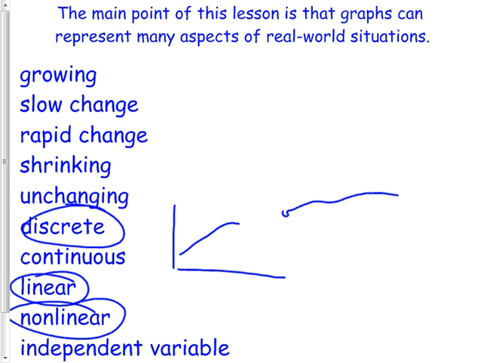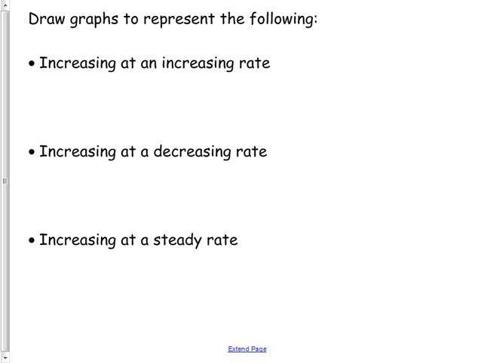And independent variable, the independent variable, we just determined this. Was it x or was it y? Independent. X. So if you're going to graph it, the independent goes here and the dependent goes here. Get that straight.